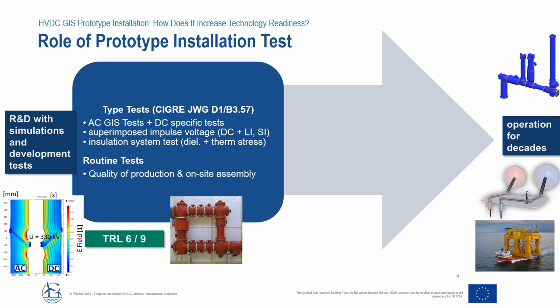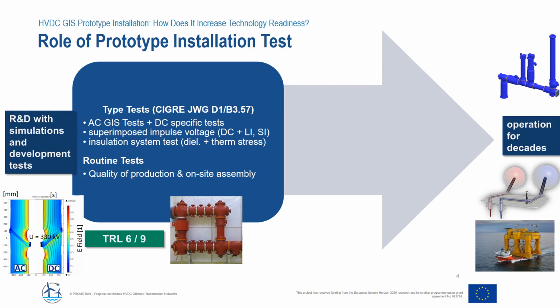However, there are a lot of pre-standardization activities going on, and there are recommendations on testing, for example, from SIGRE, that recommend to include an insulation system test that combines dielectric and thermal stresses, that includes superimposed impulse voltage, and of course that includes all the other AC GIS tests like temperature rise or short time withstand current.